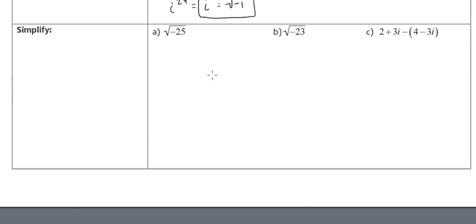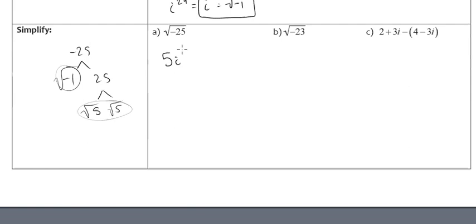Sometimes folks will use the tree method, and they'll go, okay, well, -25, that's -1 and 25, and 25, that's 5 and 5. So I have the square root of -1 times the square root of 5 times the square root of 5, and oh hey, square root of 5 times square root of 5 is 5, and then times the square root of -1, and that's just i. That's one method that folks will use for these, and if you've used that before, there you go.